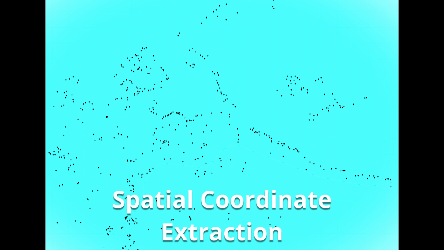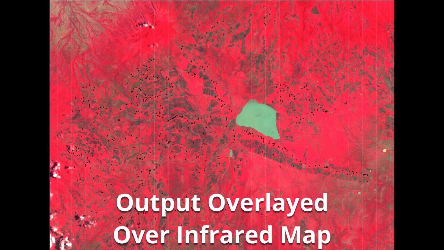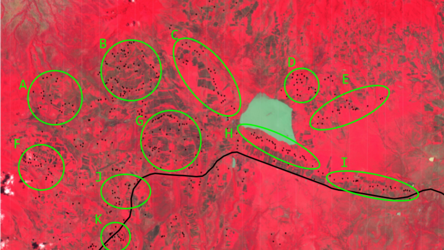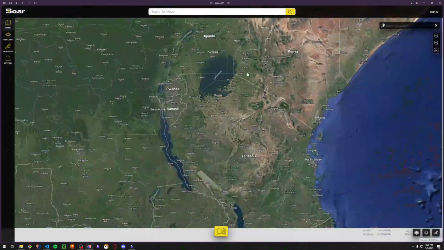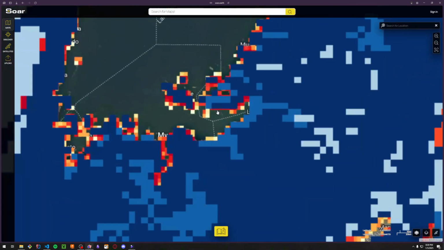Actual BOMA images and the final map. I clustered the points using k-means clustering algorithm, and we identified clusters F, A, and B as prioritized zones for the solutions. The community placed 108 rainwater harvesting units right before November's rainy season. Next, I'll be integrating hydrological analysis for bigger reservoirs so more communities can benefit.